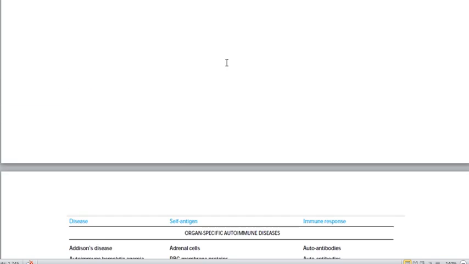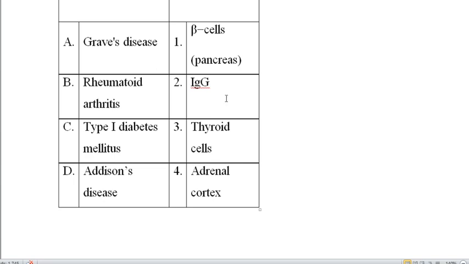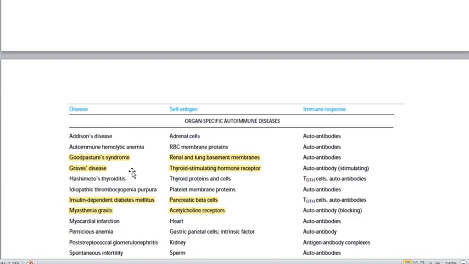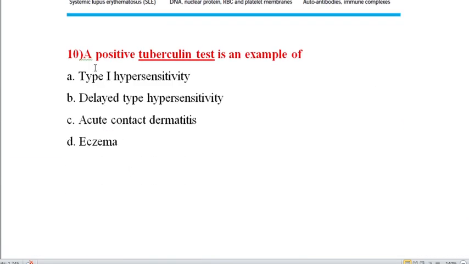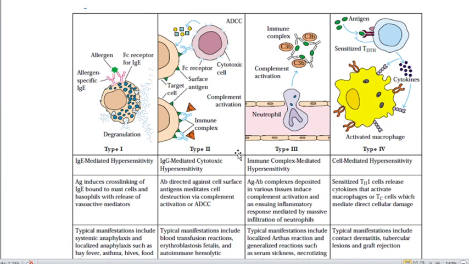Okay. So based on that, if you answer this question: Graves' disease, it is thyroid cell; rheumatoid arthritis is IgG; type 1 diabetes mellitus, it is pancreatic beta cells; and for Addison disease, the self antigen will be located on the adrenal cortex. So the last question is that a positive tuberculin test is an example of, this test is an example of delayed type hypersensitivity, which is also called type 4 hypersensitivity or cell-mediated hypersensitivity.